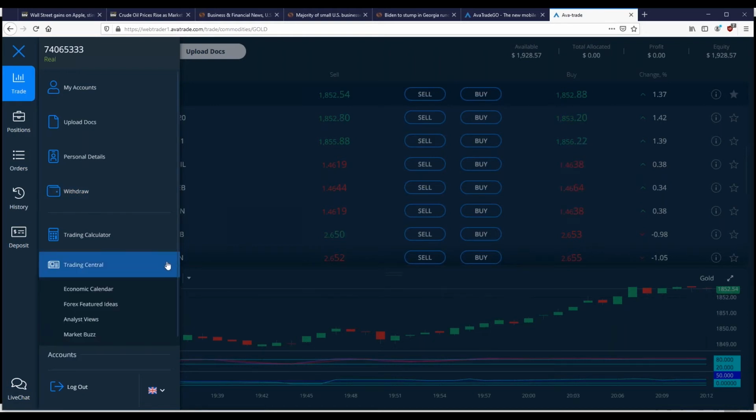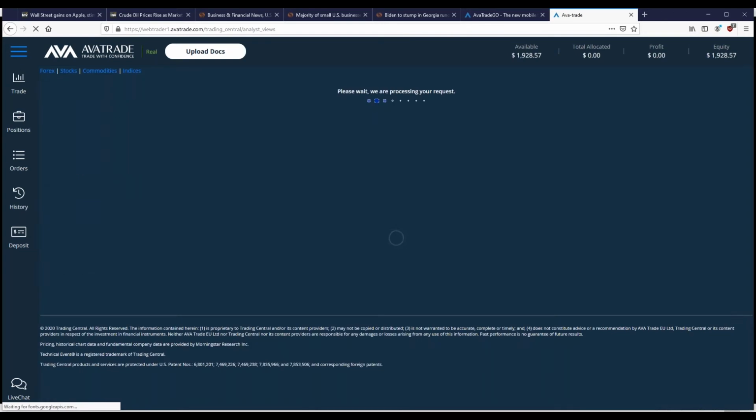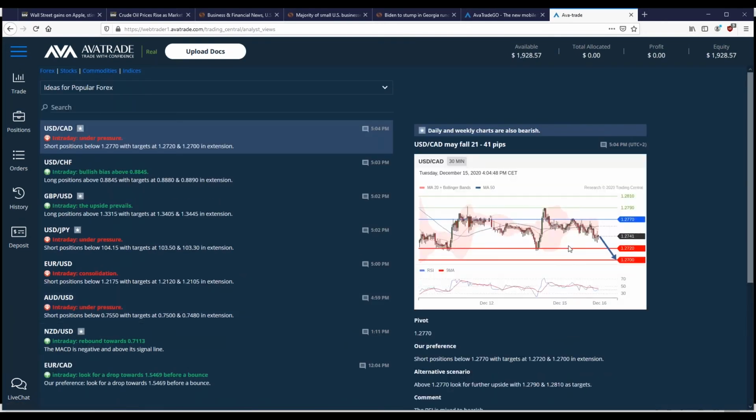Trading Central is a premium service that usually costs money. Look here, analyst views. If we're talking technical analysis, you don't have to do it yourself. It's right here. Look, it's got the support level drawn. It's got the move, the direction that it's expected to break out and go.